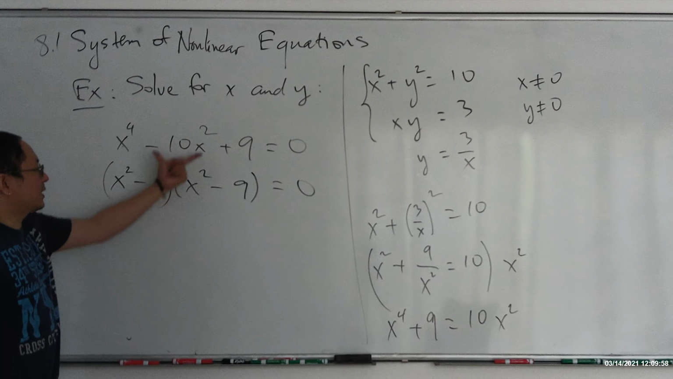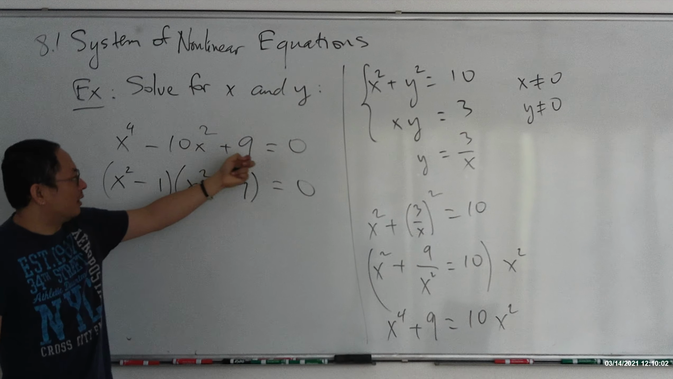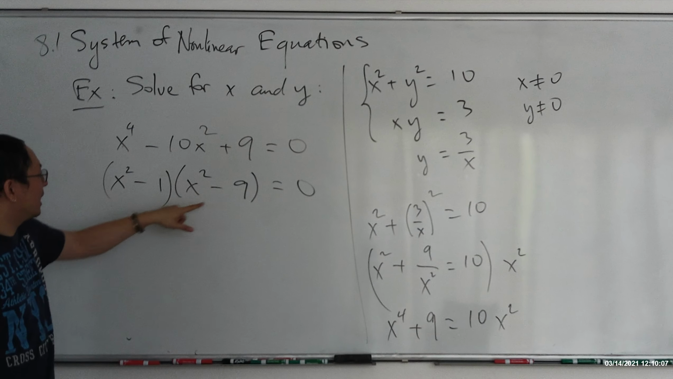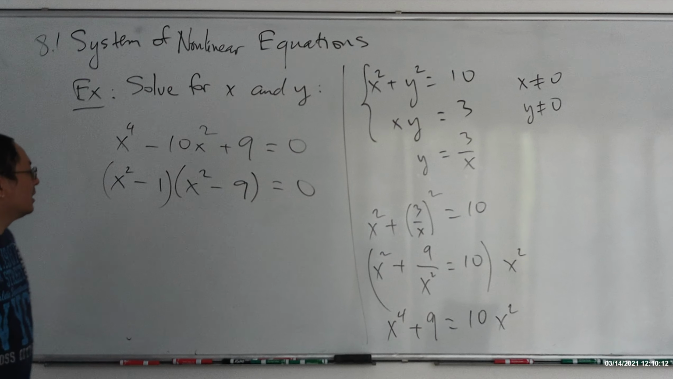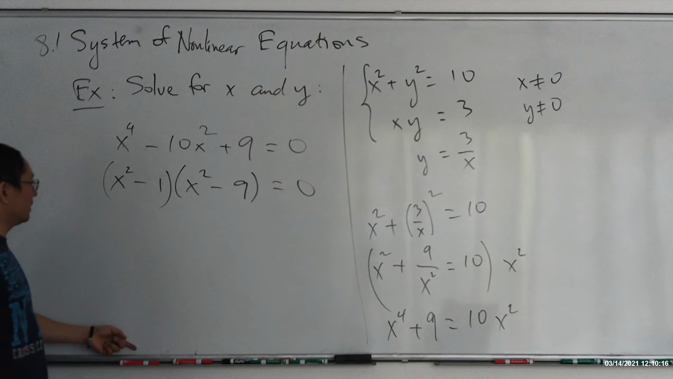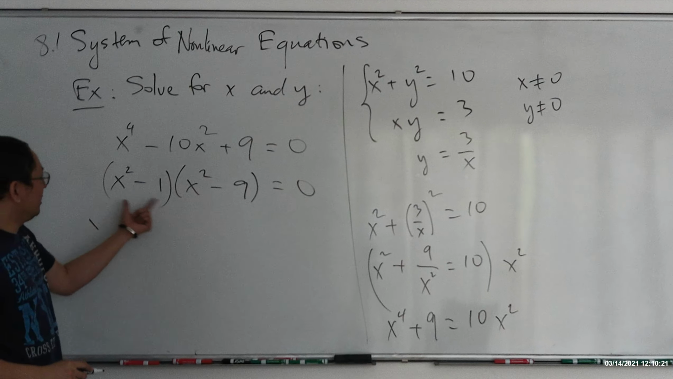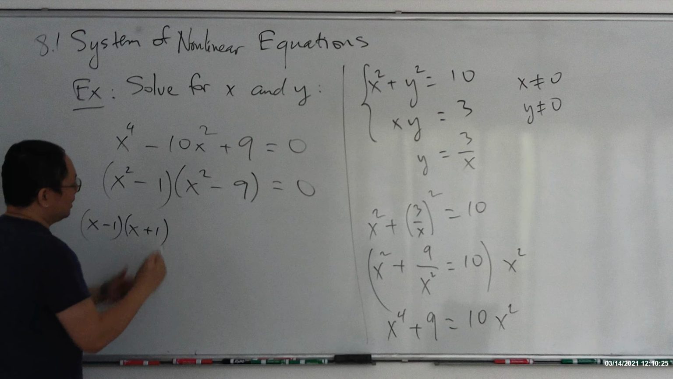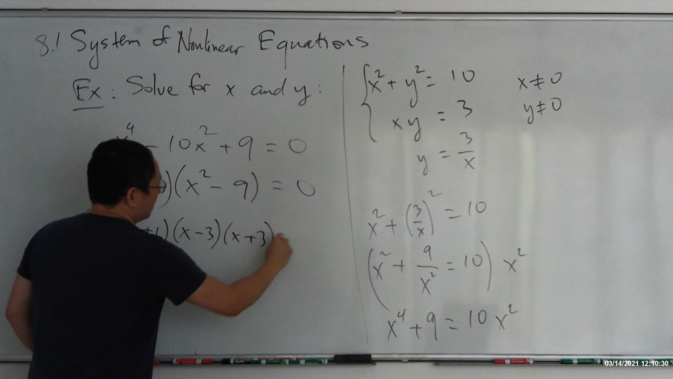And this is the tricky step that not many people may see at first. You see x to the 4 and x squared, similar to a quadratic. Like negative 10, so what? Negative 9 and negative 1 make negative 10, and negative 9 times negative 1 is 9. So you really have to factor this out. You can actually factor out more, because x squared minus 1 is x minus 1 times x plus 1, and x squared minus 9 is x minus 3 times x plus 3, equal to 0.